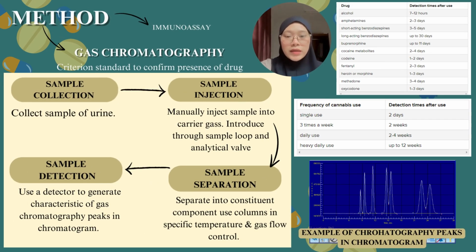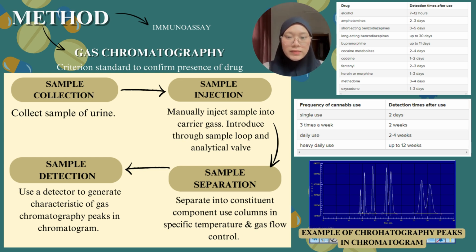So here I will explain a bit about the method of drug testing, which is basic chromatography. As we know, for the method of drug testing, we have two, which are immunoassay and basic chromatography, which is by using gas chromatography. But today I will be focusing on gas chromatography. The basic chromatography method is also considered the criterion standard for the confirmation test because it is more specific and reliable compared to the other method. It can detect even a small amount of drug in the urine, and it can detect a specific type of drug in the urine.